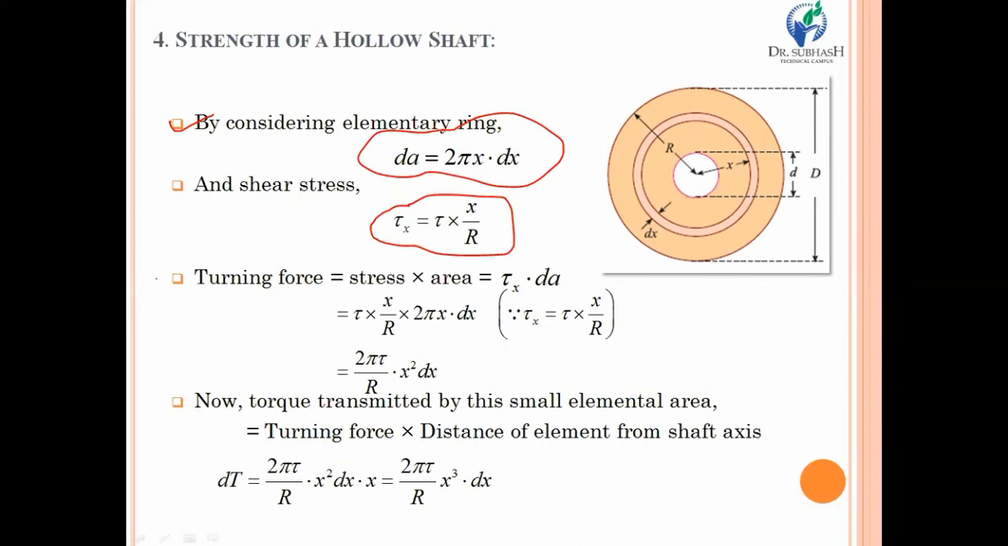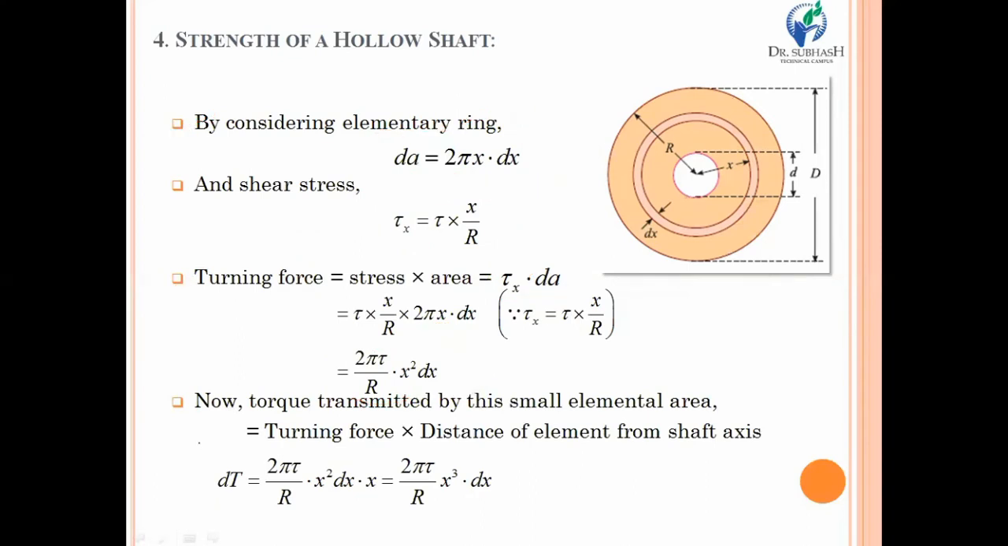After that, calculate the turning force or shear force. Turning force is equal to stress into area, so tau x into dA. By putting the values of tau x and dA over here and simplifying, you will have 2 pi tau upon r into x square into dx. So this is the magnitude or equation for the turning force.